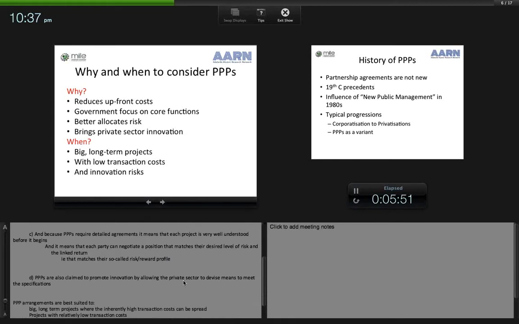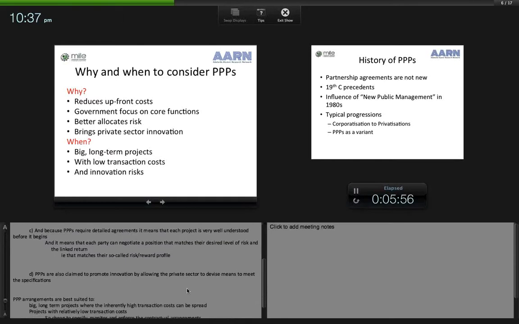PPPs are also claimed to promote innovation by allowing the private sector to devise means to meet the specifications laid down by government.